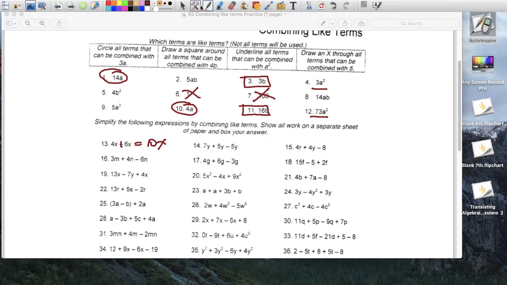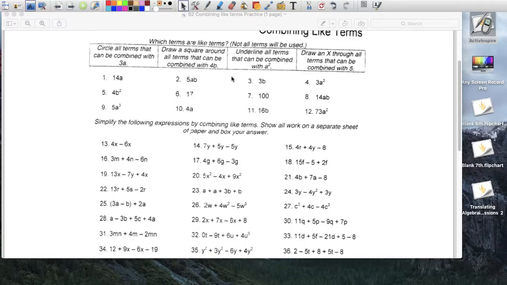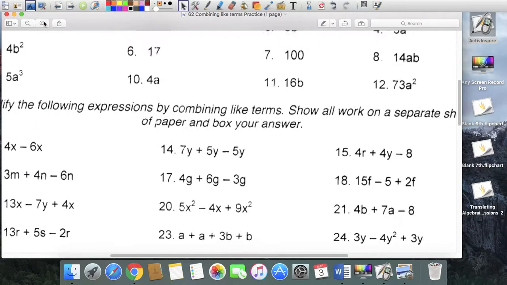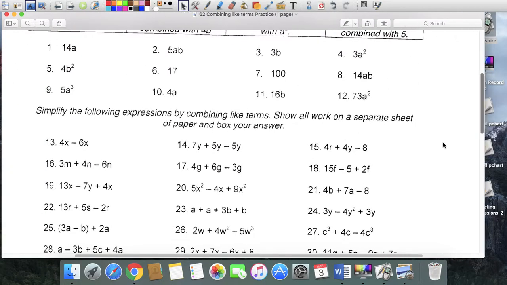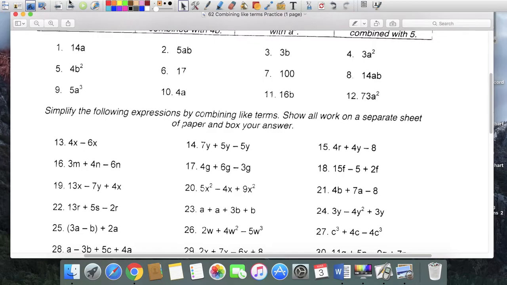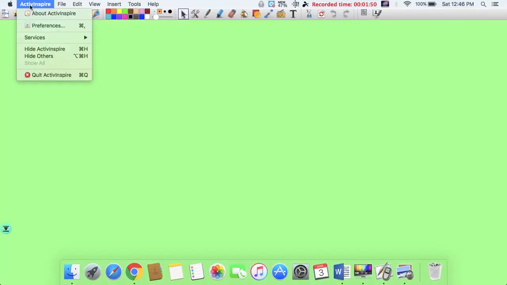Okay. Let me erase this so I can make it a little bigger. Not that big. Oh, I can't. It's recording. Yes, it is.